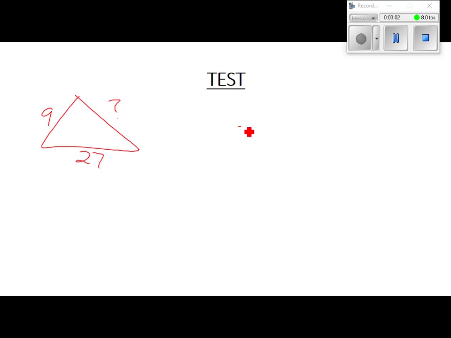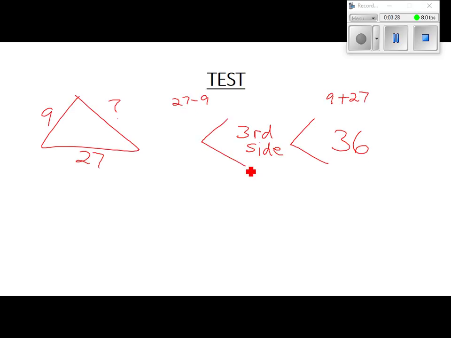How do we find what that third side could be? You add them, and that gives you 36, the high end, right? So we know the third side has to be less than 9 plus 27, which is 36. Now, is that all we do? No, then you do 27 minus 9, and that gives you the low end. What's that? 18. That's what your answer should have looked like.